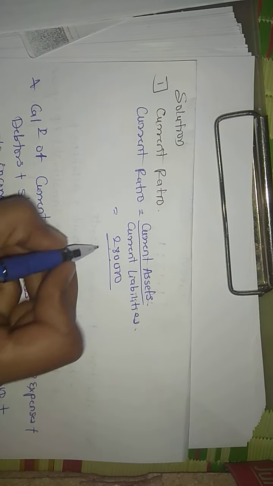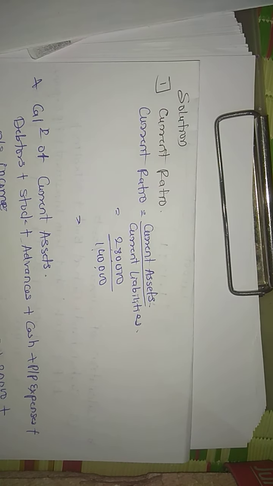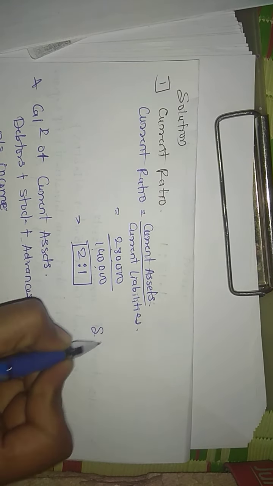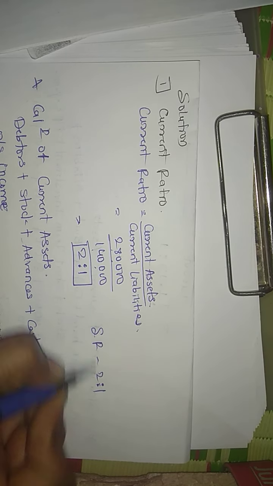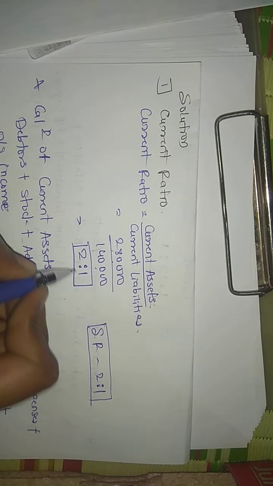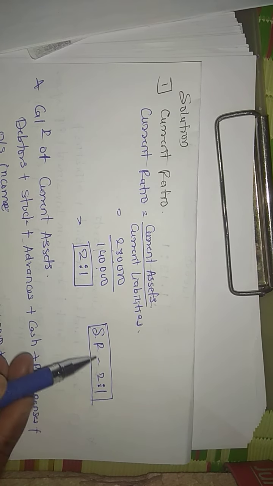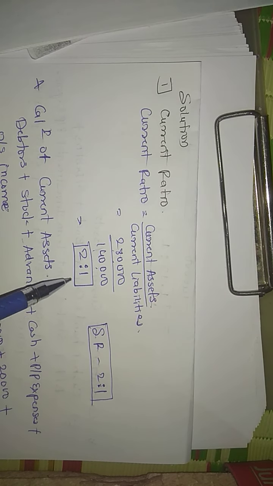Then we fill in these two items in the formula. The amount of current assets is 2,80,000 and current liabilities amount is 1,40,000. Here we get the ratio: 2,80,000 divided by 1,40,000, we get the ratio 2:1. The standard ratio of current ratio is also 2:1 and the actual ratio we get from the calculation is 2:1. Then the interpretation is the liquidity position of the company is sufficient because the actual ratio is equal to the standard ratio.